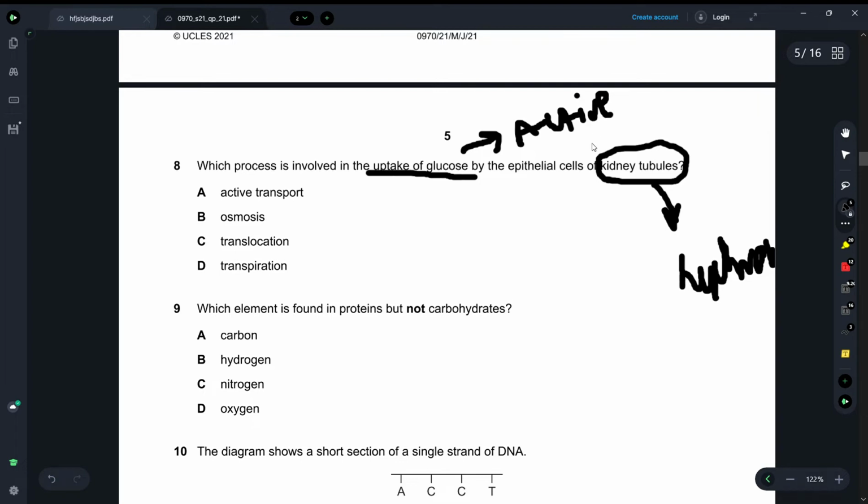Active transport is always used where something is to be supplied. Something like glucose or minerals in water, we use active transport, because active transport supplies, if you get my point. So active transport is used for supplying things, like uptake of glucose and minerals. It's a very simple one.